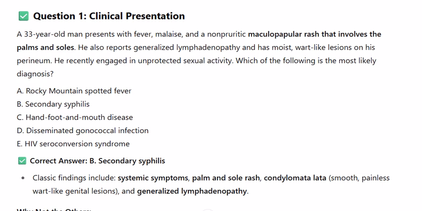A. Rocky Mountain spotted fever. B. Secondary syphilis. C. Hand, foot, and mouth disease. D. Disseminated gonococcal infection. E. HIV seroconversion syndrome.